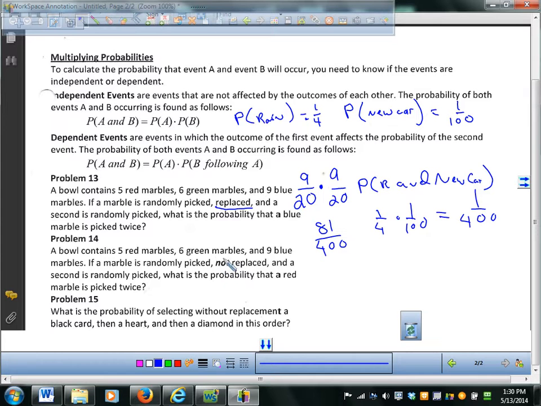If it's not replaced, let's go back to this one. What if I don't replace the blue marble? Then it's 9 out of 20 times what? 8 out of 19. This is without replacement. That's dependent, right? Because what happens after depends on what happened before.